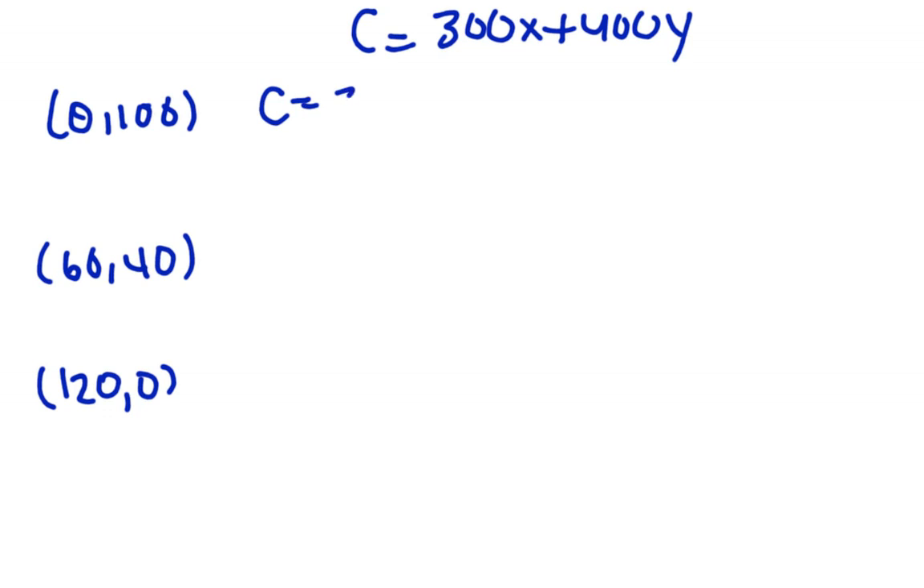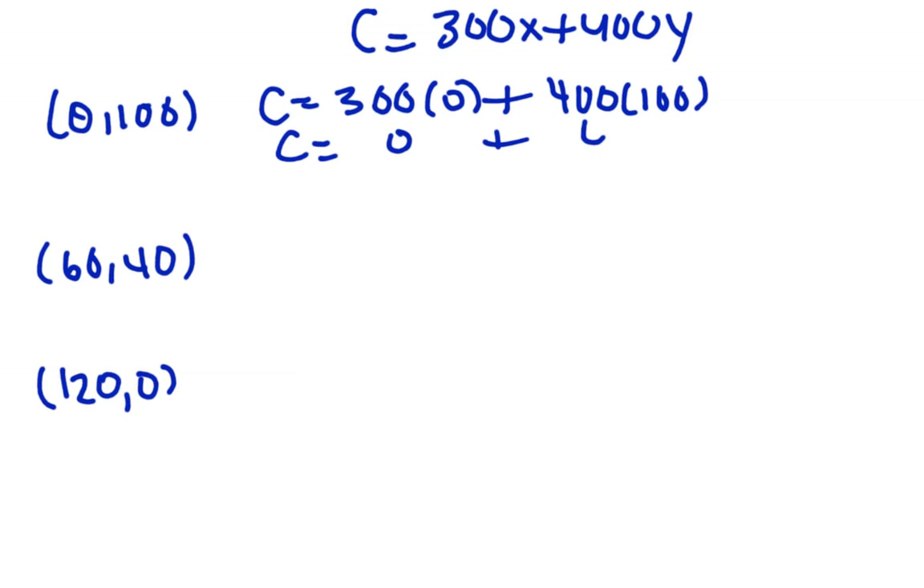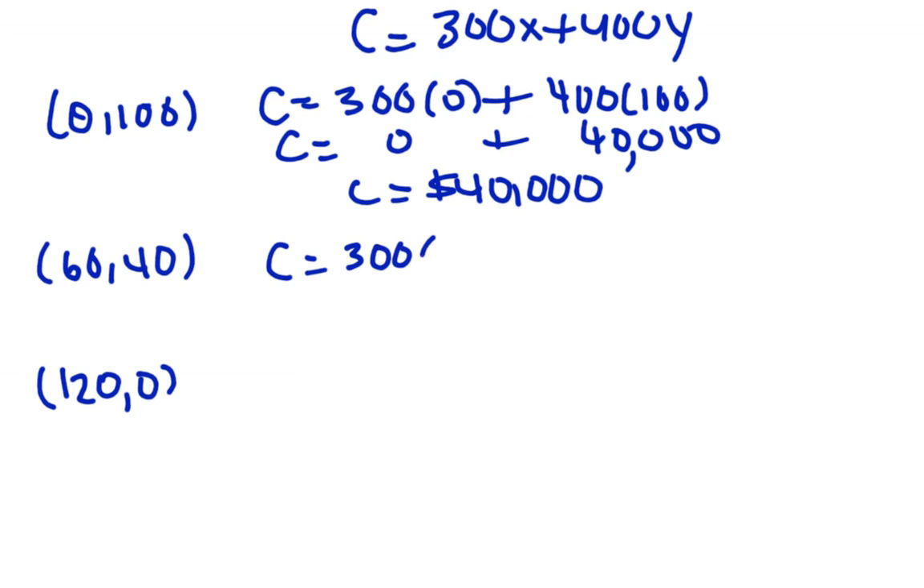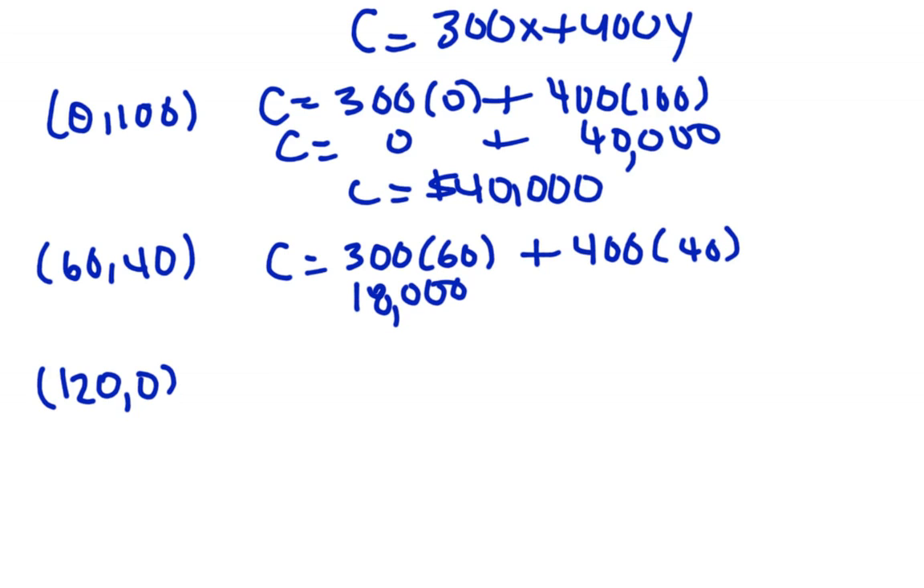So let's check it out. 300 times 0 plus 400 times 100, that gives me, let's see, 0 plus 40,000, a cost of $40,000. Okay, 60, 40: 300 times 60 plus 400 times 40. Let's see, 18,000 plus 16,000. That looks like it gives us a cost of $34,000.